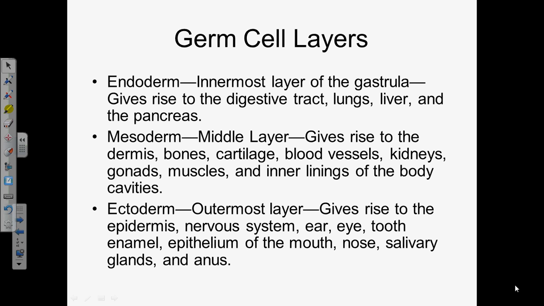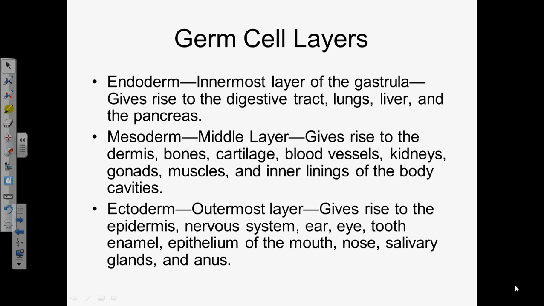Now we talked about the germ layers. Remember, the germ cell layers are essentially your stem cells. There's 3 layers of them. Each layer does different things. The innermost layer of the gastrula, that ball of cells, is the endoderm. And it makes stuff mostly very deep within your body, like your digestive system, your lungs, your liver, your pancreas. The mesoderm is the middle layer of stem cells. And it makes stuff that's typically in the middle of your body, like the middle layer of your skin, the dermis, the bones, the cartilage, the blood vessels, the linings of your body cavities.